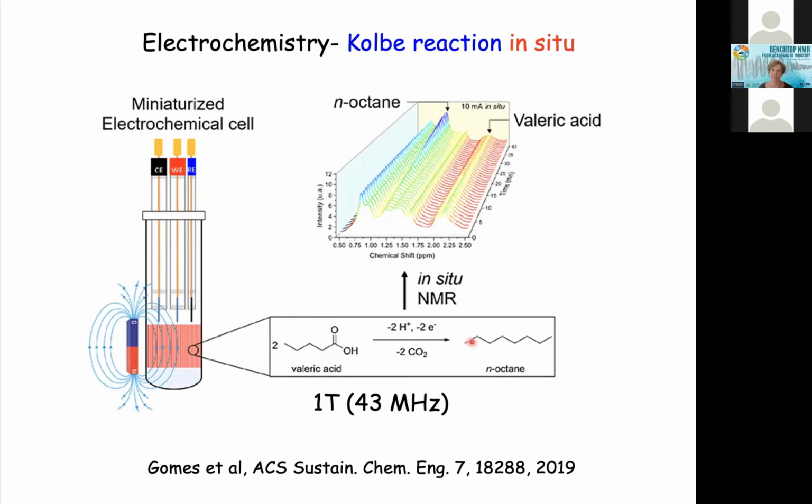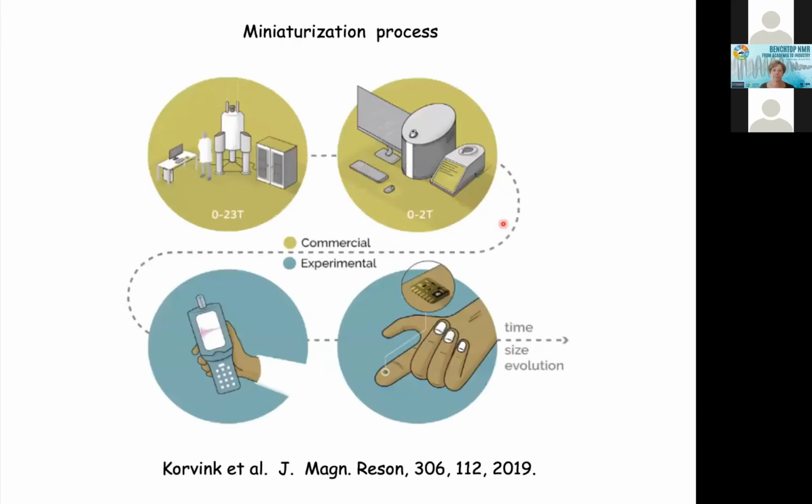We remove two CO2 and produce an octane molecule when you use valeric acid. Using 1 Tesla, you can monitor as a function of time the disappearance of valeric acid and the formation of n-octane. All this is done with this 1 Tesla middle resolution instrument, okay? You can do a lot of stuff using this instrument.